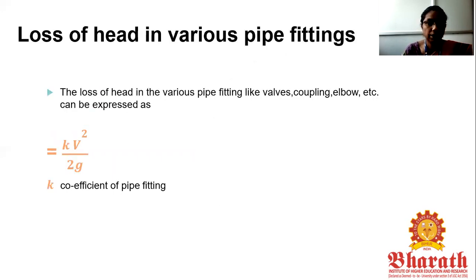Then loss of head in various pipe fittings. Loss of head in various pipe fittings like valves, coupling, elbow, etc. can be expressed as HF is equal to KV square by 2G, where V is the velocity of flow of fluid in the pipe and K is the coefficient of pipe fitting.